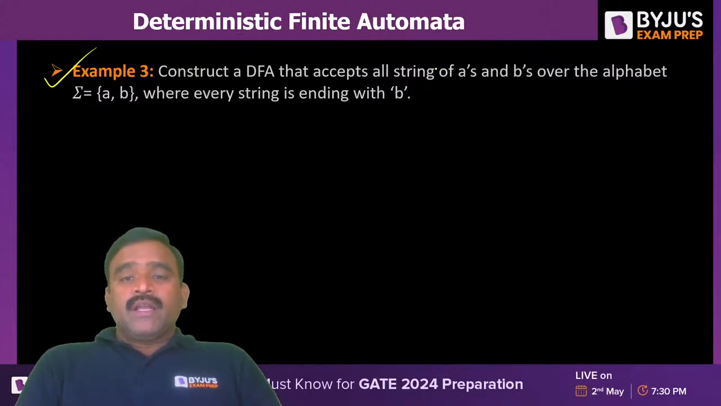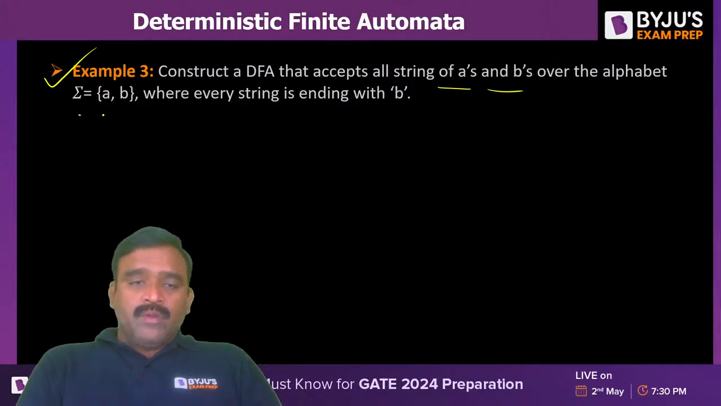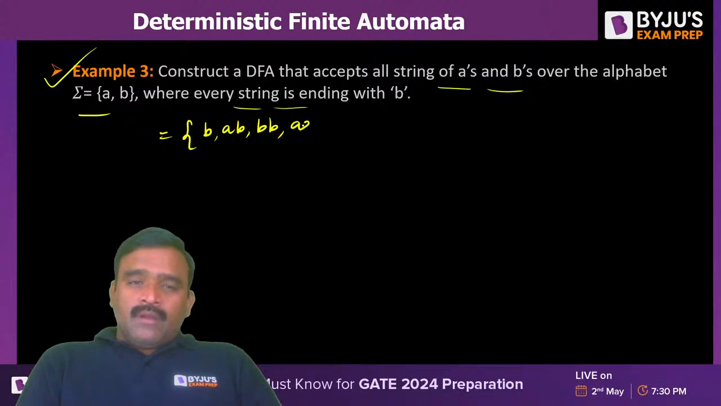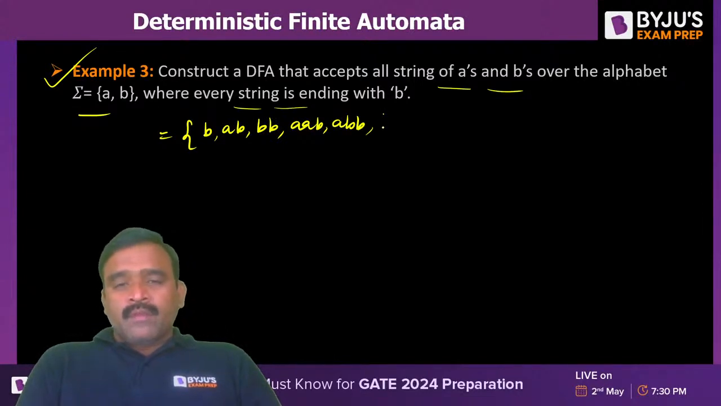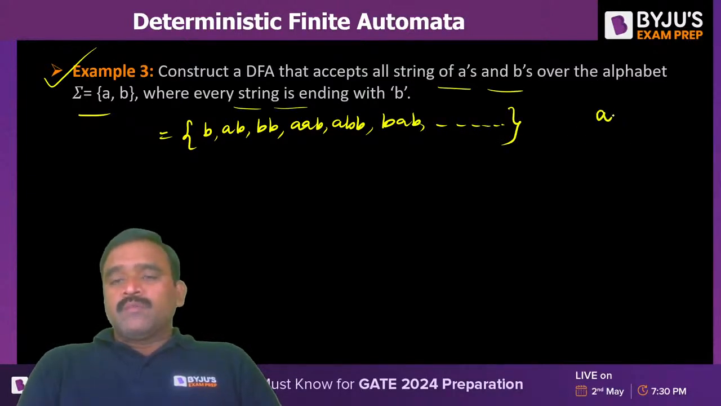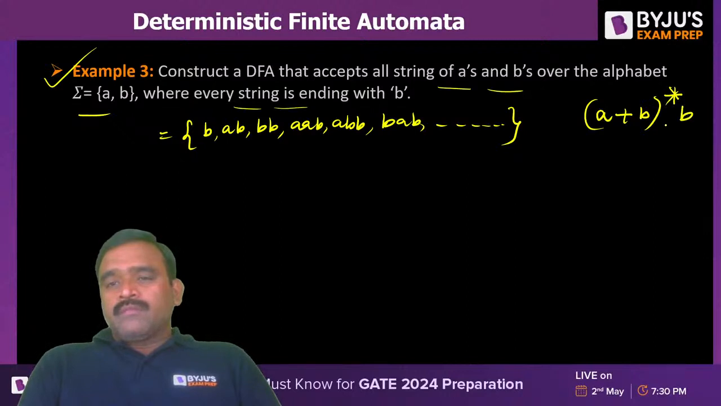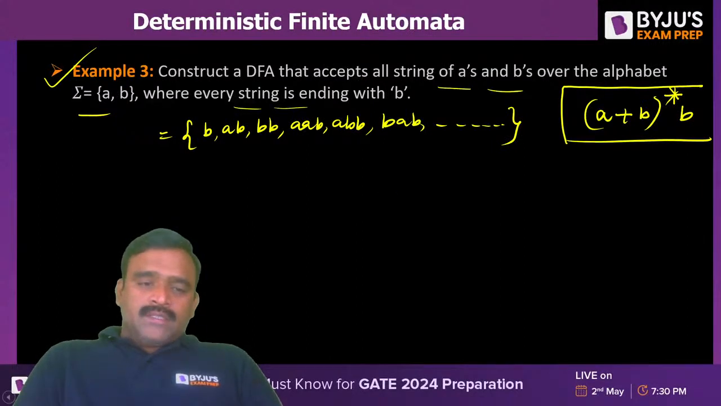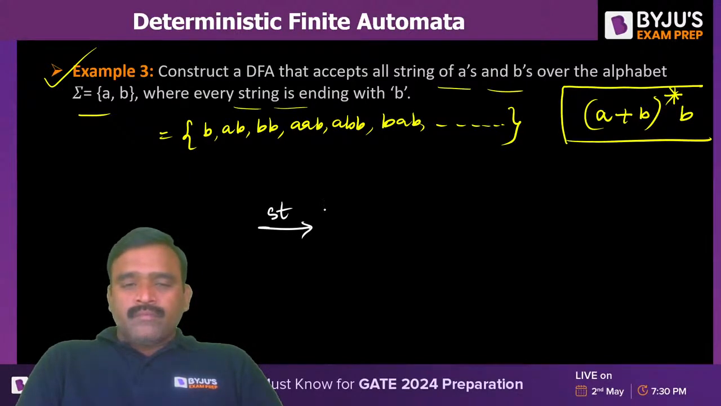Construct a DFA that accepts all strings of A's and B's for the alphabet A comma B, where every string is ending with B. Ending with B means the minimum string is B. We may have AB or BB, AAB, ABB, BAB, like this. All combinations of A's and B's ending with B. So it is nothing but (A plus B) whole star B. Strings of A's and B's ending with B. So it is like this. Taking the minimum string accepted, B, Q0 on B will go to Q1.